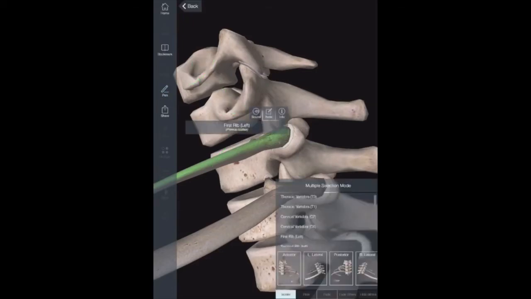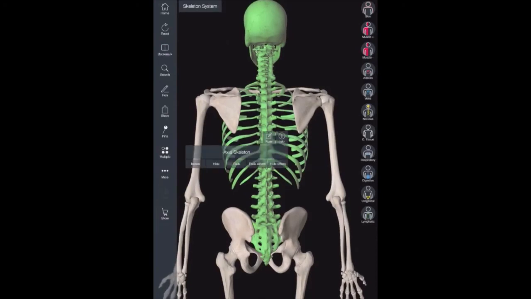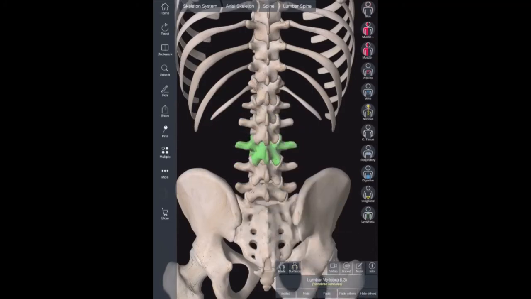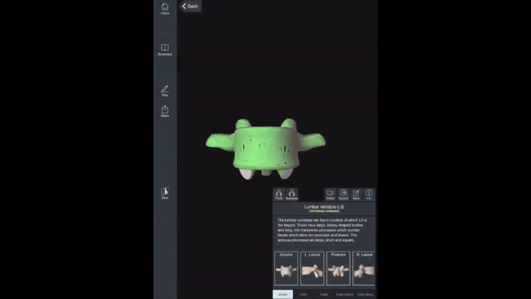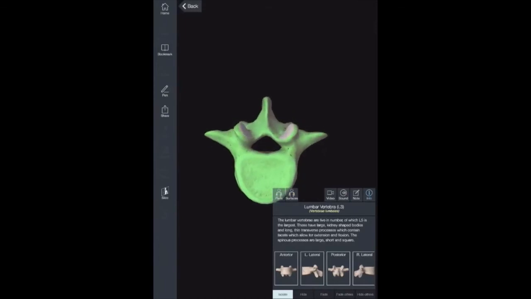Let's go back to our whole skeleton again. So this time we'd like to look at the lumbar vertebra, which we'll choose one down here, which is lumbar vertebra 3. We will isolate that. And we see the same structures that we did in our thoracic vertebra. We have the body, the pedicles, the lamina, the transverse processes, and the spinous process.